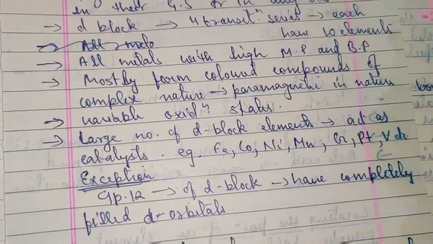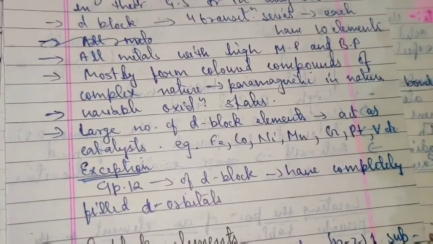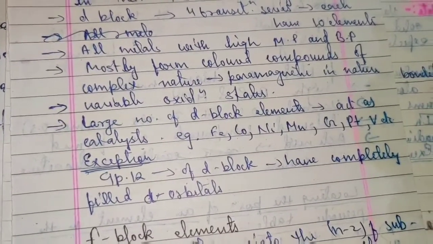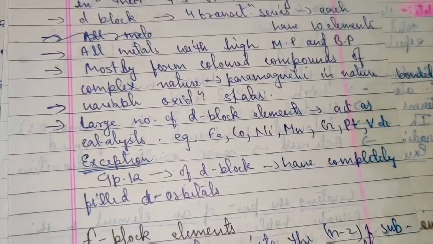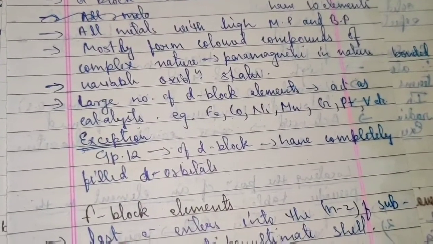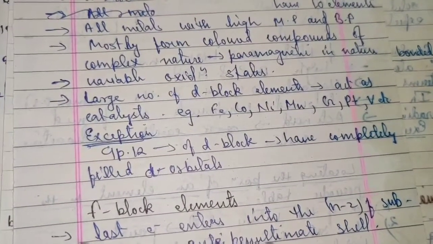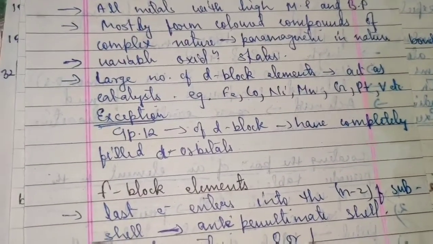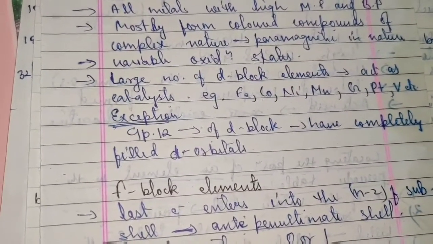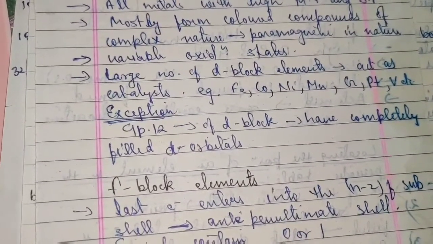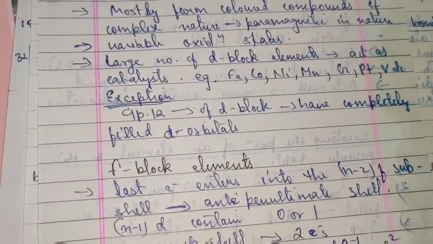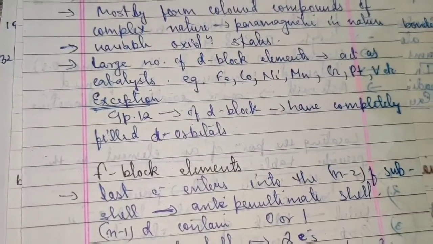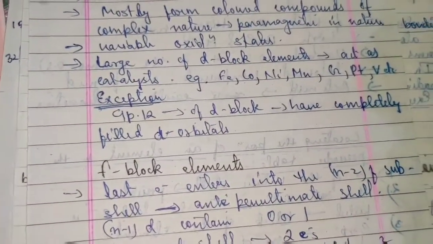Here you can compare it with the Aufbau's principle. In Aufbau's principle also you must have observed 4 transition series, 3D, 4D, 5D and 6D. All are metals with high melting point and boiling point, and mostly form colored compounds of complex nature. They are paramagnetic in nature. Paramagnetic means they are attracted in the magnetic field. They have variable oxidation states, and a large number of D block elements act as catalyst like iron, cobalt, nickel, manganese, chromium, platinum, vanadium, etc.